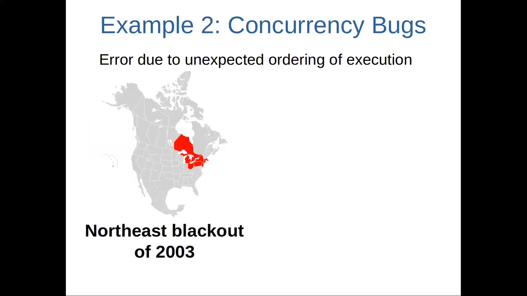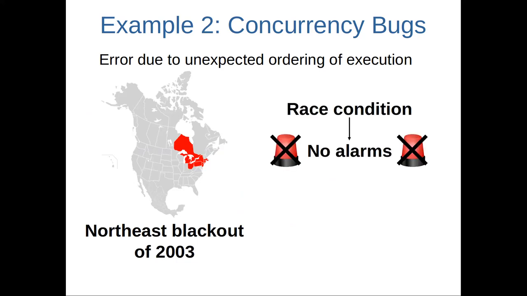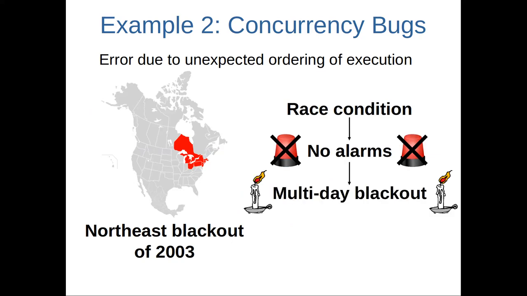Another example of a concurrency bug is the East Coast blackout of 2003. That region lost power, and again there was a race condition, and people stayed without power, and that also caused some deaths. That's really bad. So when you take an OS course, and in the future you will probably be working in some field, make sure you write bug-free code.